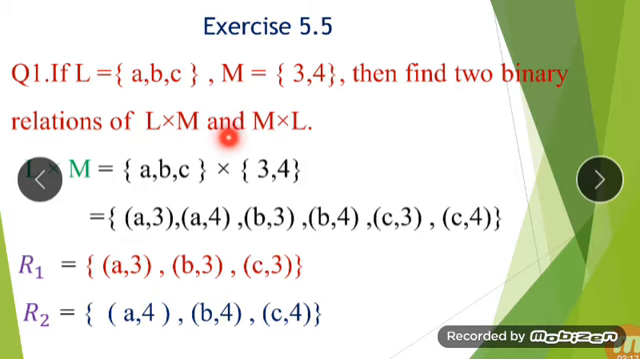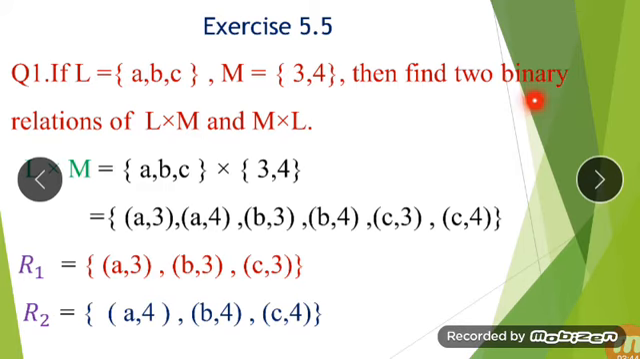So here first of all, let's find L cross M. L cross M or L into M is here. Set L should be written first and set M should be written later. So first of all, we have to find the Cartesian product, then we can find the binary relation. So we can relate A with 3, A with 4, then B with 3, then B with 4, C with 3 and C with 4. This is the Cartesian product.